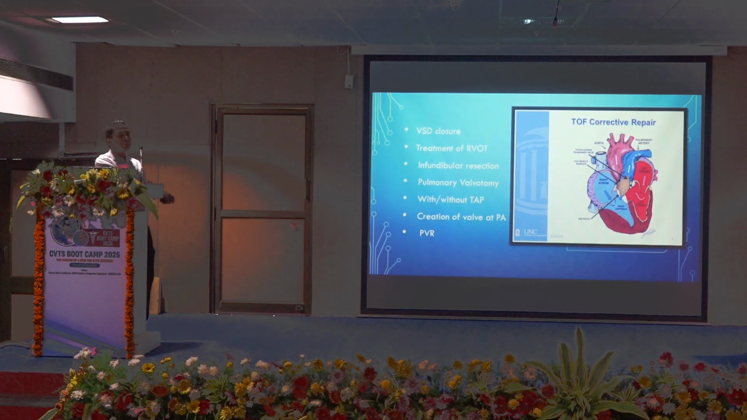And later, when the patient presents with free PR with RV dilatation and arrhythmias and all these things at an adult stage, post tetralogy repair, we go for pulmonary valve replacement.